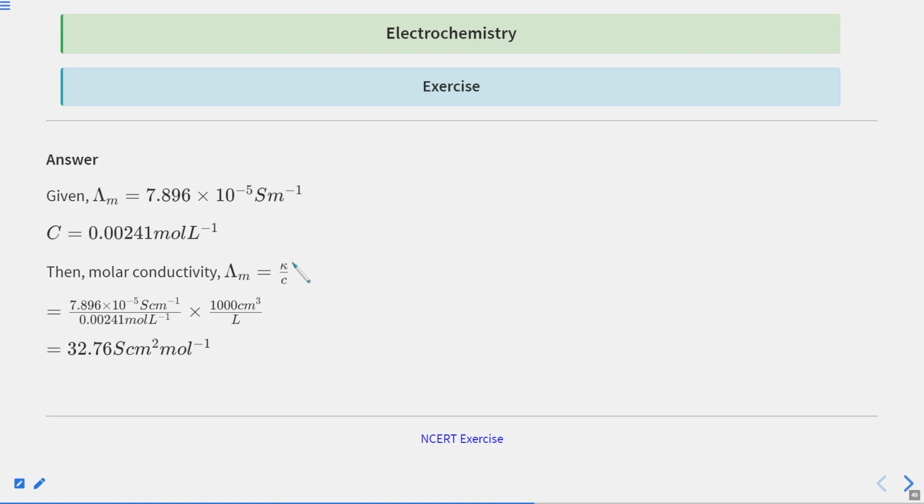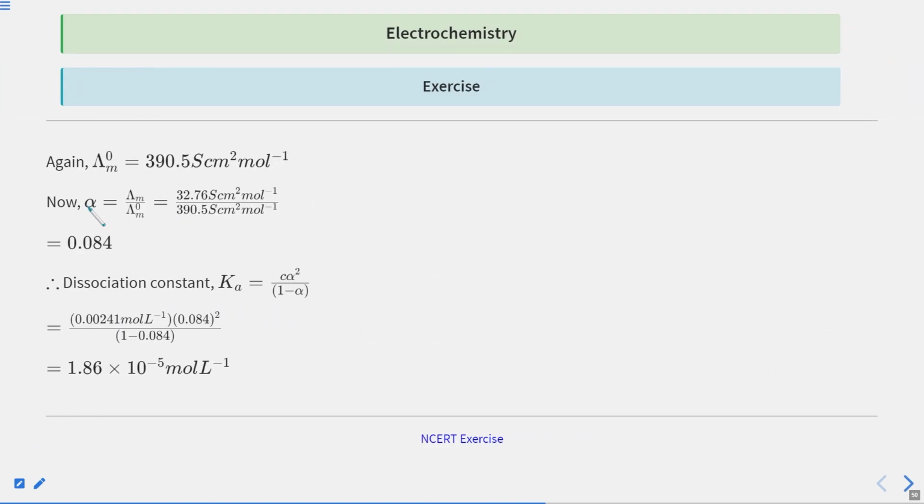So they've done the same thing. Lambda m kappa by C. Further, alpha is this, and alpha is root under K by C. So they have not approximated it as 1 minus alpha to alpha. I have approximated it. You can do it either way. Right? This is the final answer.